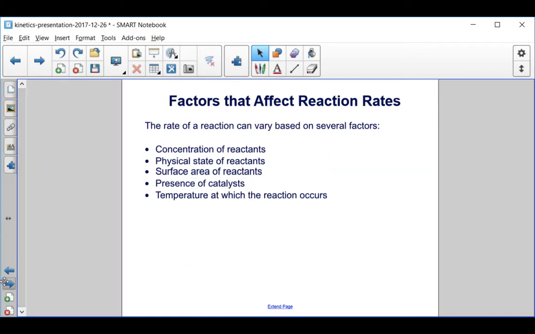There are several factors that can affect the rate of a reaction, and they are as follows: the concentration of the reactants, the physical state of the reactants, the surface area of the reactants, the presence of a catalyst, and then finally the temperature at which the reaction occurs.